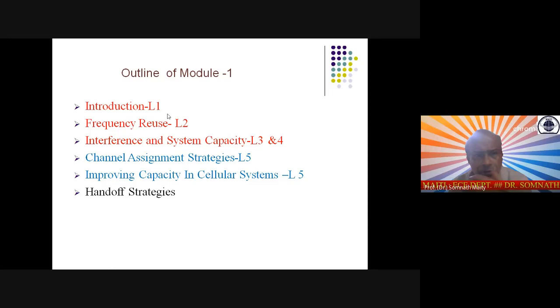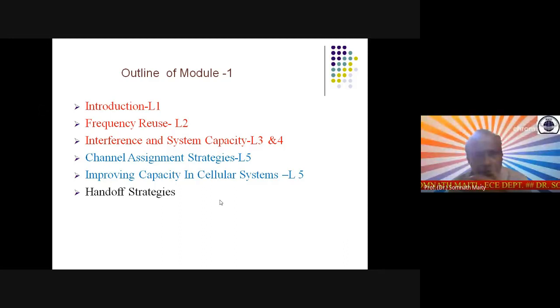So today I am going to cover, if possible, 2 topics: channel assignment strategies and improving capacity in cellular systems. That's why I have given a different color. The remaining one will be handoff, which will be dealt with in the next lecture.